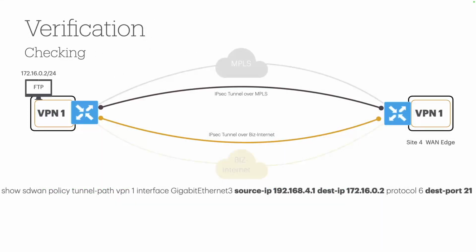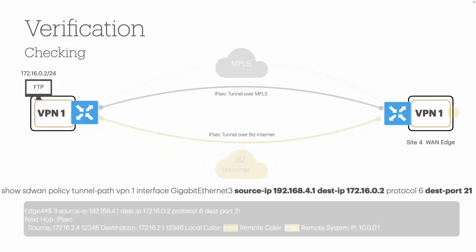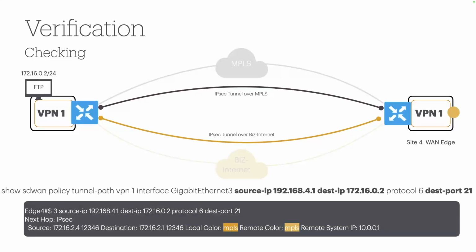Verification can be done using the command that you are seeing on the screen. In the output on the site 4 WAN edge router, you can see it is showing the MPLS color is preferred. So for the FTP traffic that is sourced from the site 4 WAN edge router, specifically speaking VPN1, the traffic will take the path of MPLS to go to the destination of that FTP traffic.